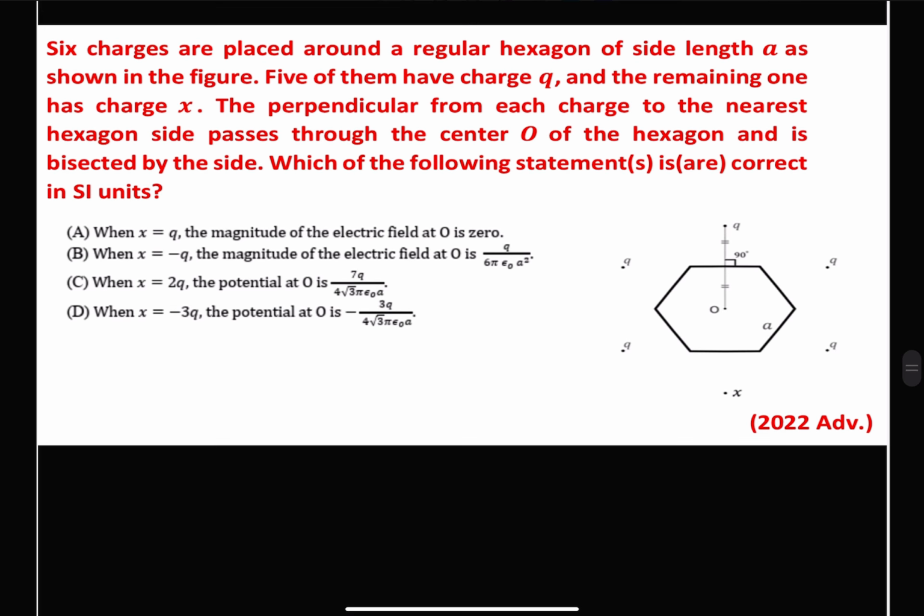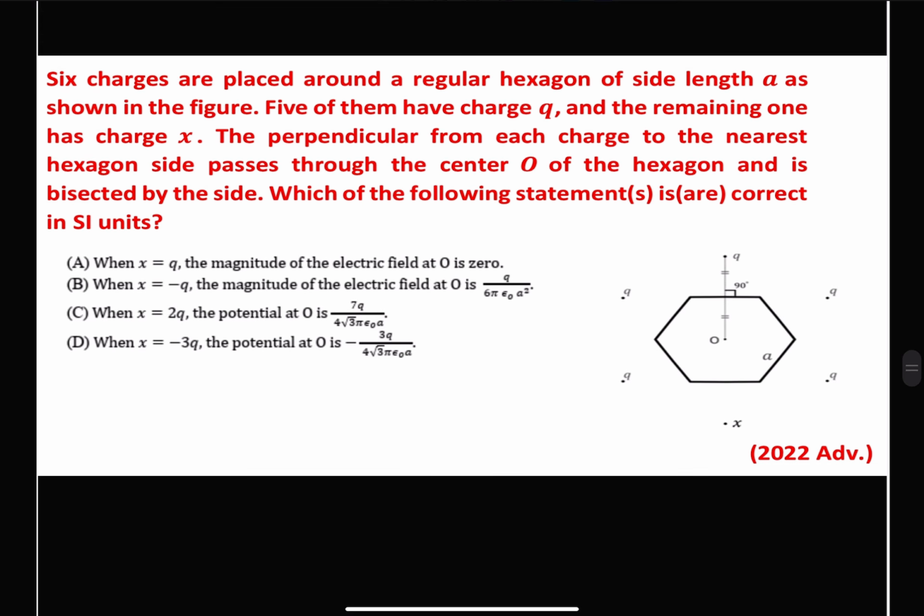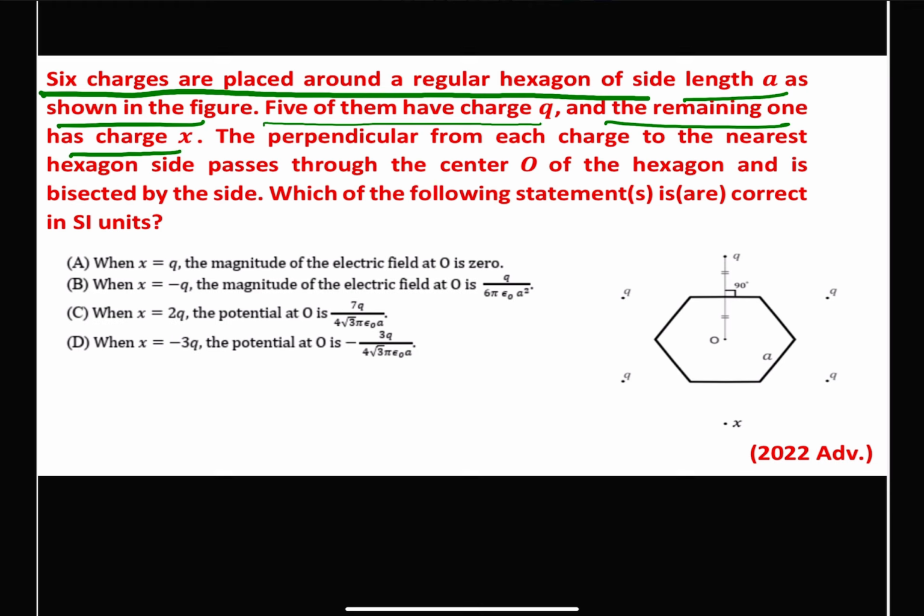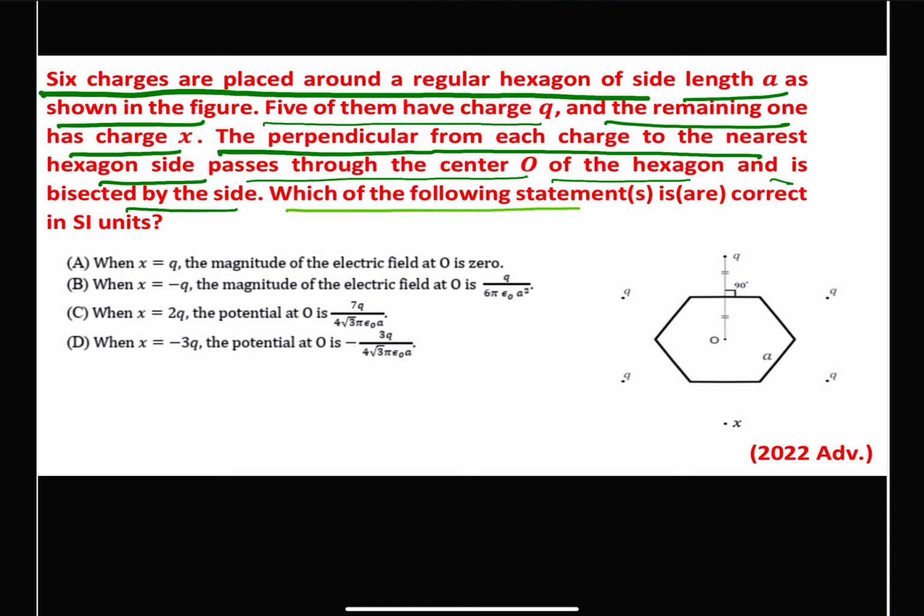We are given 6 charges placed around a regular hexagon of side length A, as shown in the figure. 5 of them have a charge q and the remaining one has a charge x. The perpendicular from each charge to the nearest hexagon side passes through the center O of the hexagon and is bisected by the side. Which of the following statements is or are correct in the SI unit?